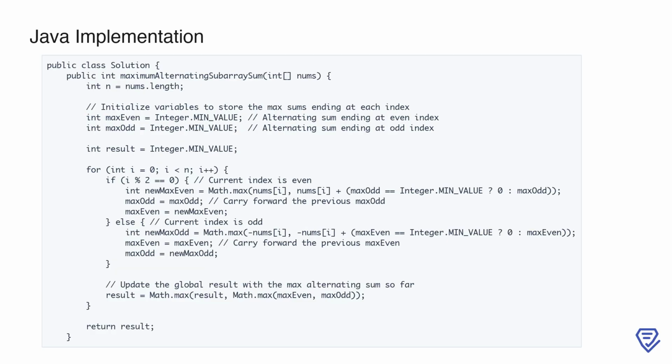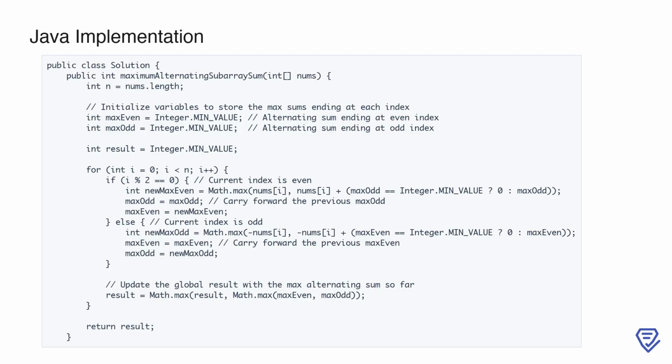Here, we start by defining a class called Solution and creating a method named maximumAlternatingSubarraySum that accepts an integer array called nums. The first step is to determine the length of the input array, which we store in the variable n. Next, we initialize three key variables, max_even, max_odd, and result. The max_even variable will track the maximum alternating subarray sum ending at an even index, while max_odd will do the same for an odd index.